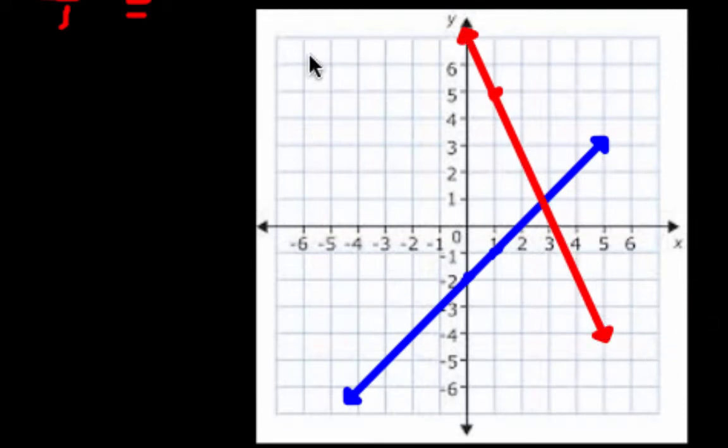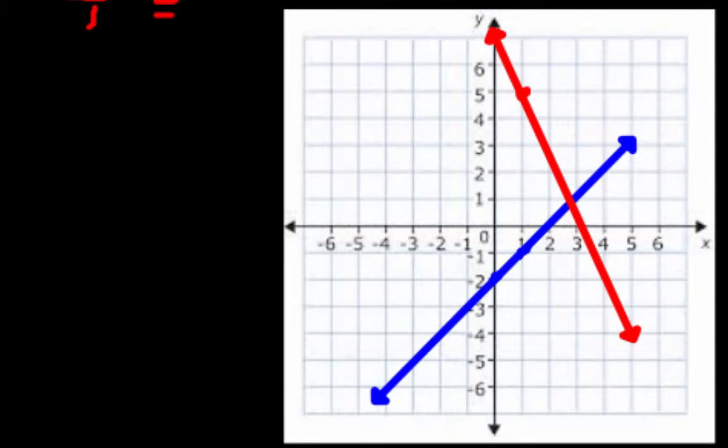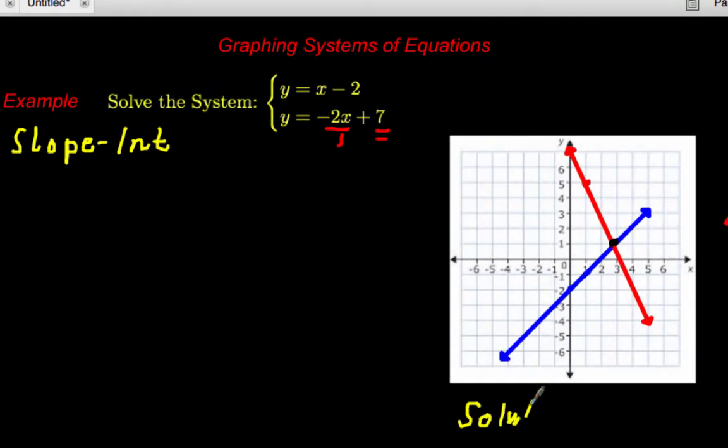Now this is intersecting, so there's a unique solution. I'm going to look to see where these two lines intersect, and it looks like they intersect at 3, 1 right there. That looks like my solution, so I'll go ahead and write that. The solution we think is 3, 1. So that's our unique solution. Now let's test it. How do you know this is a solution? When you have y equals x minus 2, let's substitute 3 in for x and 1 in for y.